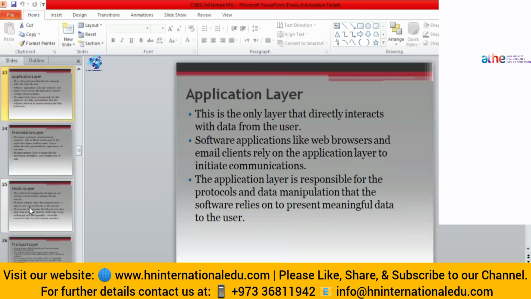The first one is the application layer. As the name indicates, the application layer means the layer at which we are utilizing software through which we are sending the request. That software can be a website, a web browser, or other software that supports communication with the internet. This is the only layer that directly interacts with the data from the user, because the user is working directly with that layer.